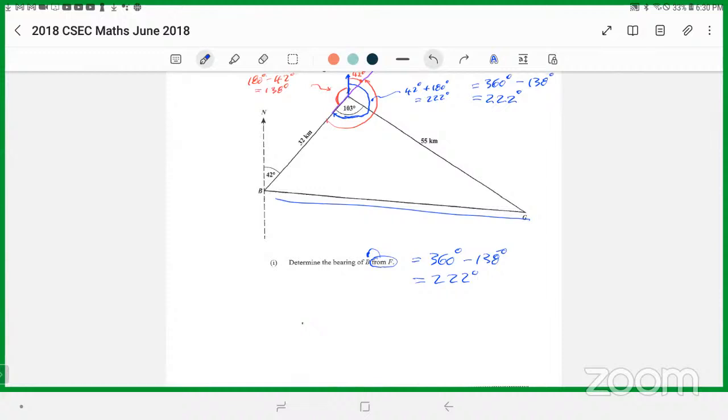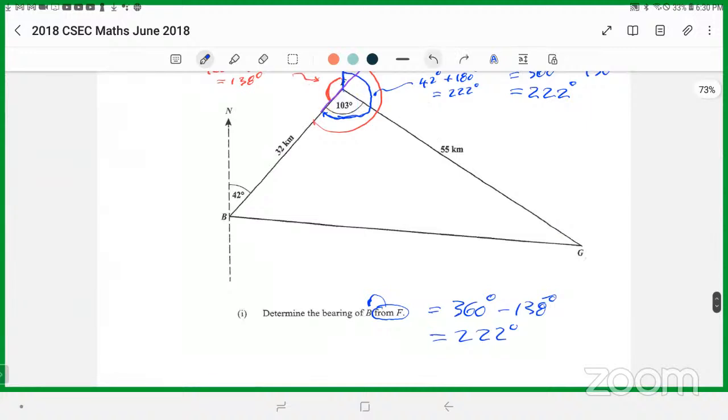Now, what will help us find this side is if we can get the angle between the two sides we have. Oh, we have it. It's 103. So it's much easier than I thought. We have the two sides and the angle between them, so the cosine rule is going to give us this side, BG.